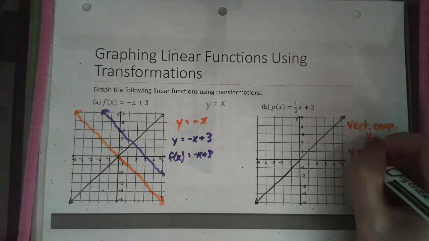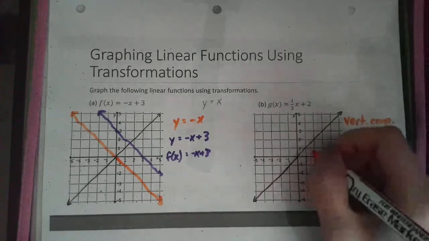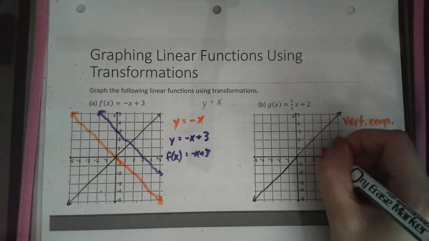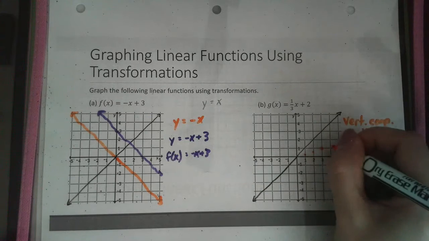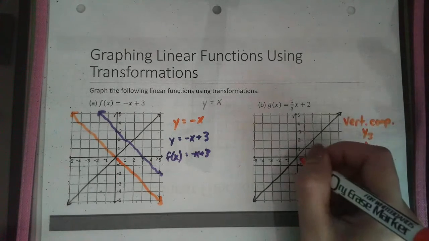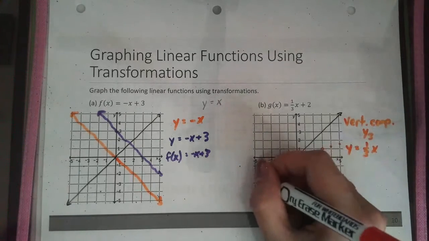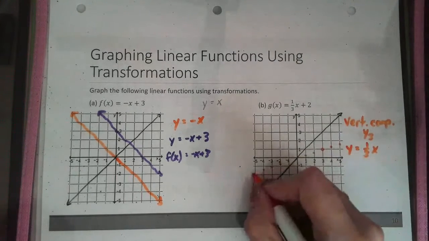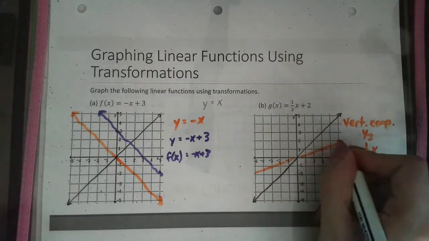So if I'm graphing y equals 1/3 x, then if I multiply each of my y values by 1/3, we get 1/3, 2/3, 1, 1 1/3, 1 2/3, and then we get the negative values of those. So we're kind of looking at this squished little thing.